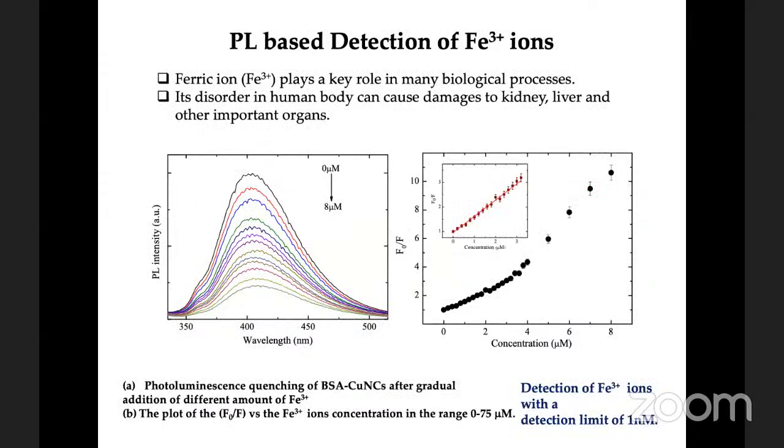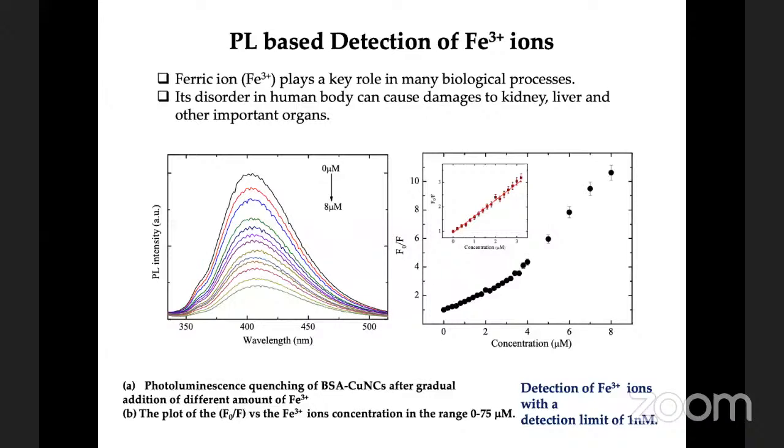We have used the same sensor for the detection of Fe3+ ions. As you see in the graph on the left hand side, the PL intensity in the presence of Fe3+ ions goes down with increase in the concentration. For around 8 micromolar, the intensity is reduced to almost 70%. Again, by using the standard methods, we have derived the limit of detection, which is 10 nanomolar.